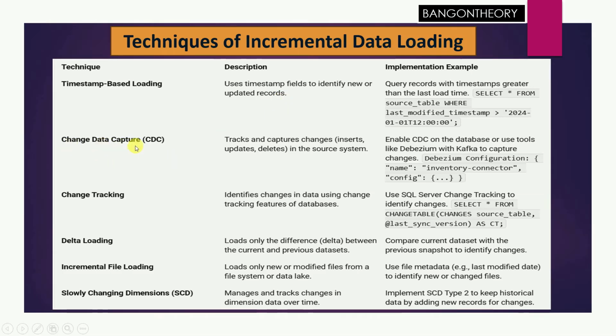Next we have change data capture. It tracks and captures changes, insert, update, delete, in the source system. We have different types of CDC and SCD. Then we have change tracking and delta loading, which loads only the difference, the delta, between the current and previous data sets. It basically compares the current data set with the previous snapshot to identify changes. Then incremental file loading, that we have discussed, and slowly changing dimension, SCD. For that we have different types, SCD0, SCD1, that we will discuss.